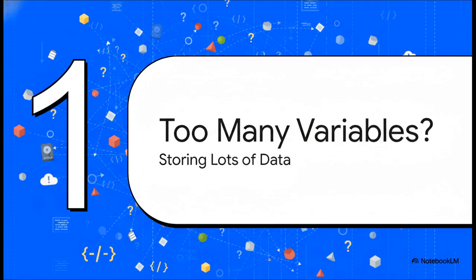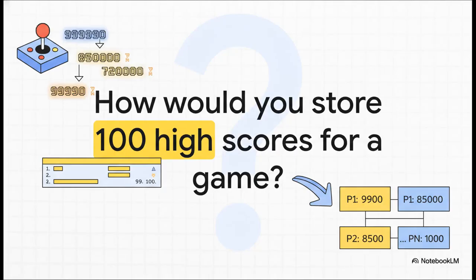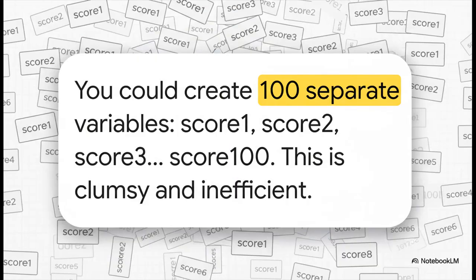How in the world do you handle a whole bunch of related information without creating a gigantic mess? So picture this. You're building a game, and it's a massive hit. People love it. Now you need to keep track of the top 100 high scores. So how would you actually do that, like in the code? Well, I guess you could create 100 different variables, right? You know, score 1, score 2, score 3, all the way up to 100.